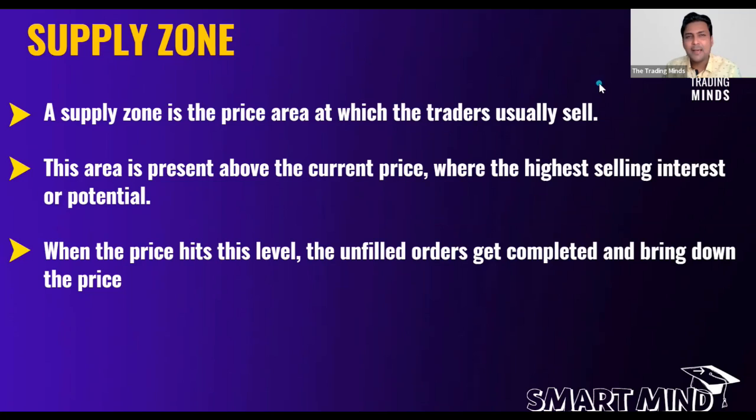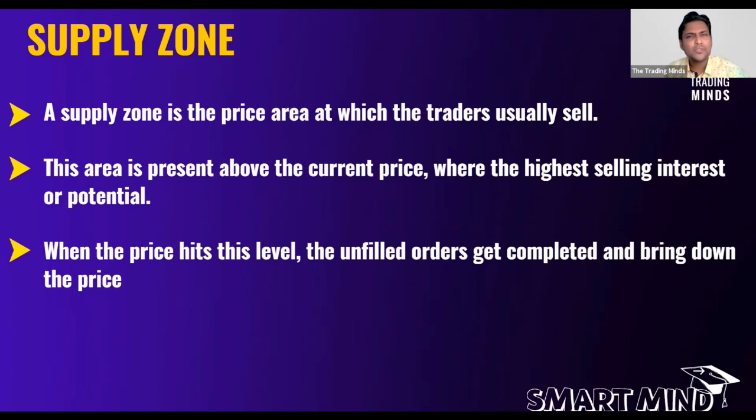Like I already said, supply zone is an area where the traders usually sell. Supply zone is an area at the top, meaning the price is running below, and at the top most of the people want to sell. So that area is called a supply zone. Supply zone means there is a lot of supply there, many people want to sell there. Nobody wants to buy there. They want to sell. The area present above the current price. It is above the current price, meaning the price is trading here. Supply zone is above the current price where the maximum selling takes place.